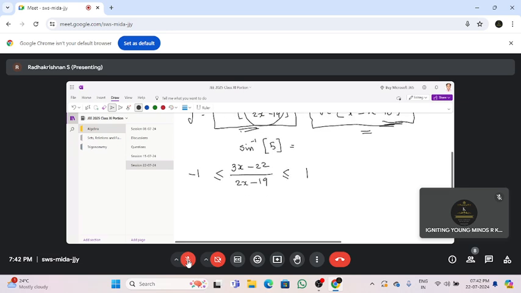Now, what if (3x minus 22) by (2x minus 19) has to be between -1 and 1? What is the value of x? What range should the value of x correspondingly take? It is like solving: if (3x minus 22) by (2x minus 19) is between -1 and 1, then what are the valid values for x? Okay, so this is an inequality problem.